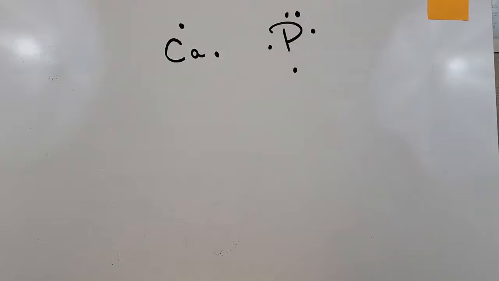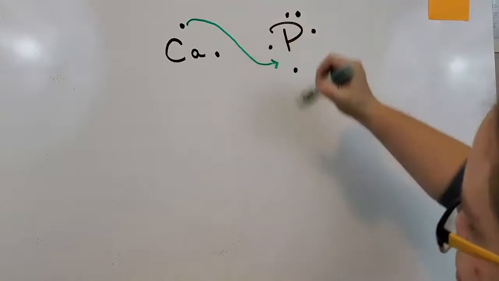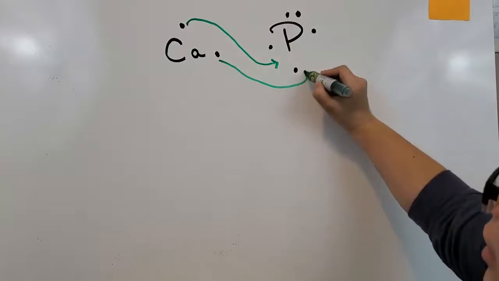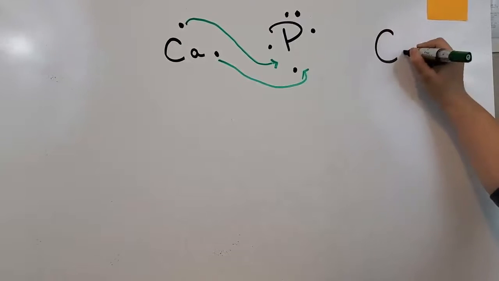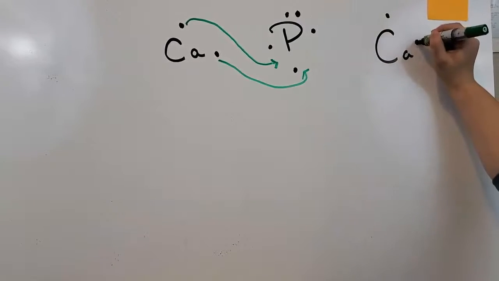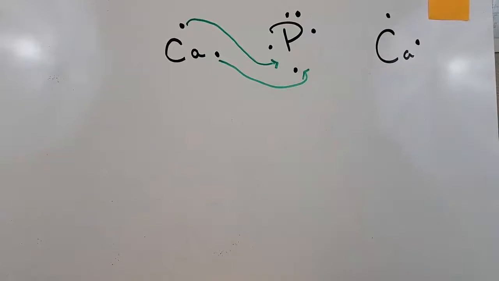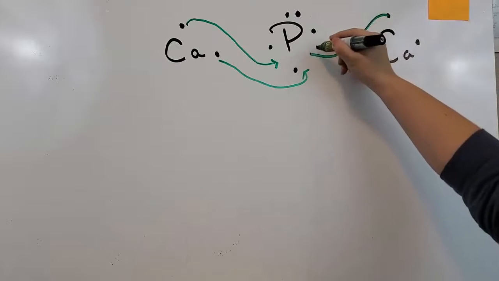So now that we have both of our electron dot diagrams, I am going to draw arrows showing where the electrons are going. This electron is going to pair with this one. This electron is going to pair here. And we still have one electron that isn't paired. So I'm going to draw another calcium, and it has 2 valence electrons. Well, phosphorus still needs 1, so this one can go here.